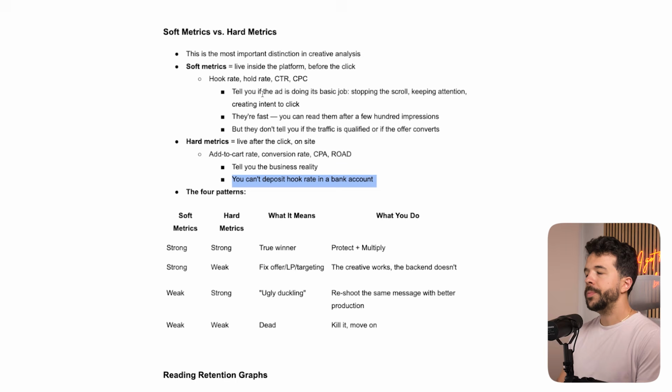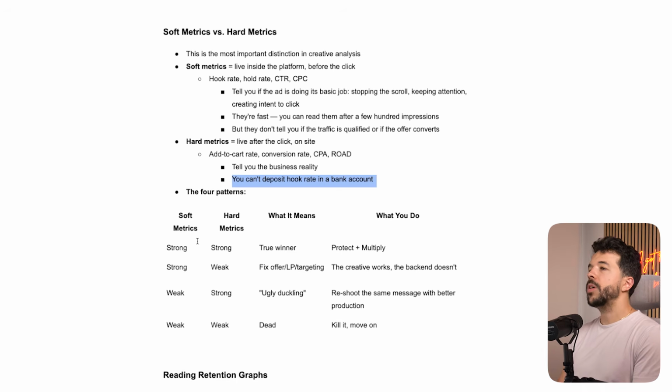One big difference between the two is that hard metrics might be affected by attribution problems. And this is something that can be another 5-hour topic to discuss. Whereas soft metrics, most of the time, are reliable. So this is something you might want to take into account. And as I said before, you have 4 patterns that usually happen when it comes to soft metrics and hard metrics, and how you basically correlate the two, and the combination of the two with what to do and what it means.